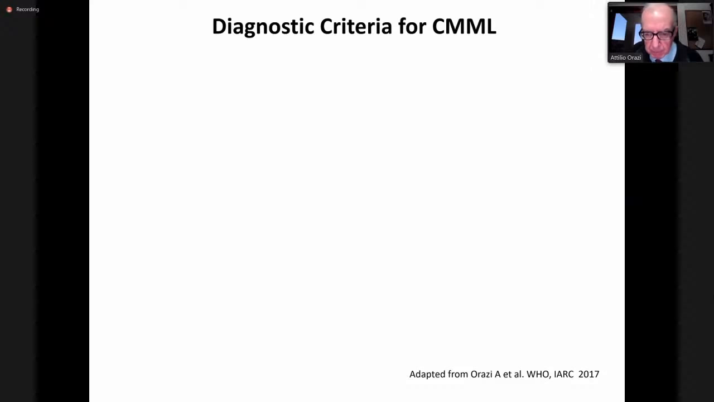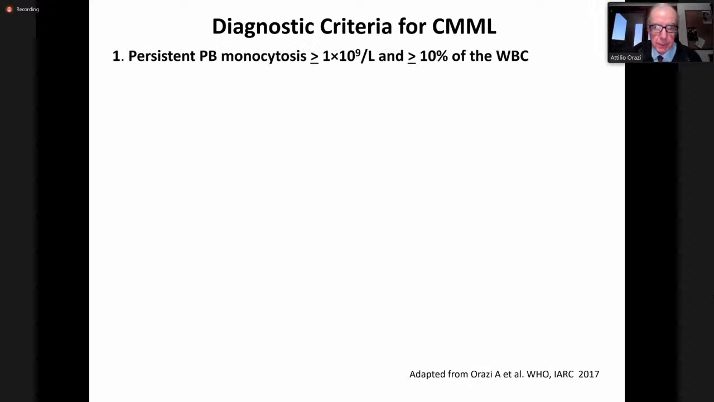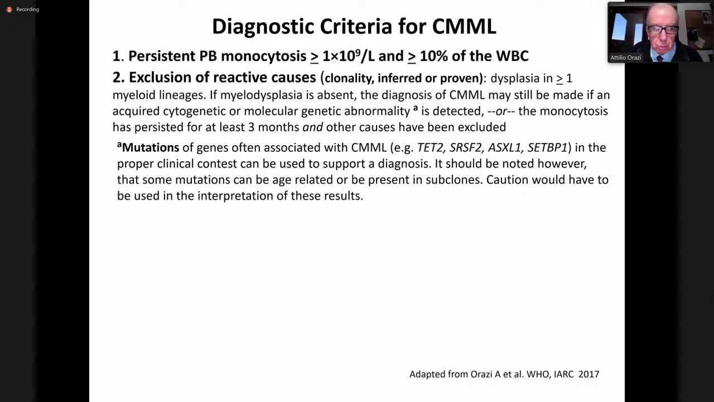Okay, so diagnostic criteria for CMML. This is my personal adaptation from the Blue Book. I think it's better this way. 1, persistent peripheral blood monocytosis of more than 1,000 per microliter, and 10% or more of the WBC. 2, exclusion of reactive causes. Now, the exclusion happens in 2 ways. Basically, you have to prove clonality. Clonality means a neoplastic proliferation. If it's non-clonal, it's reactive. That's the bottom line. It's a bit like lymphoma, same idea.